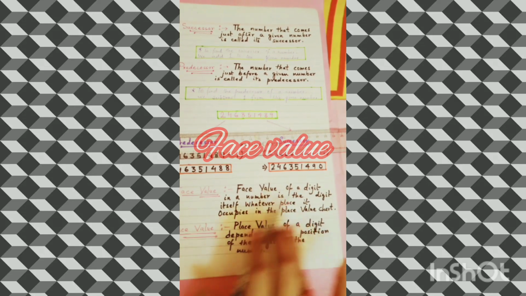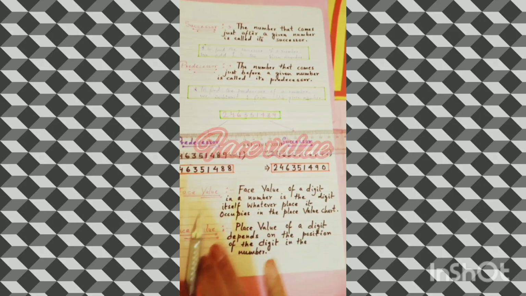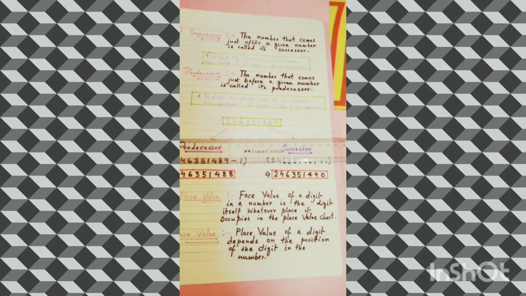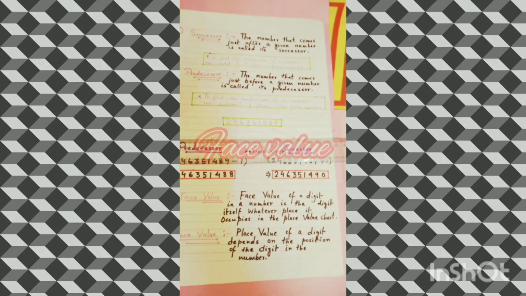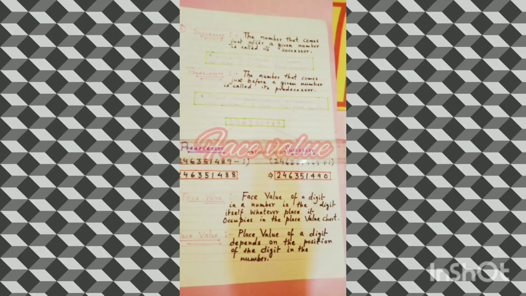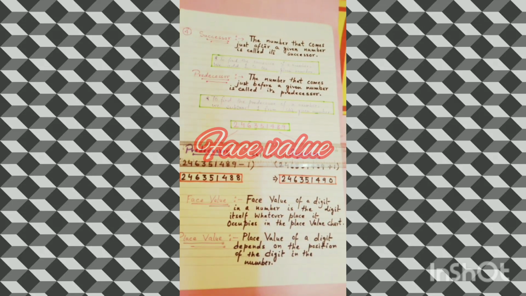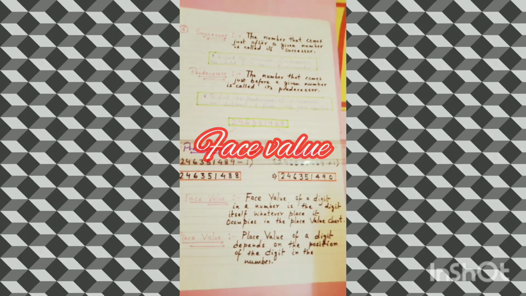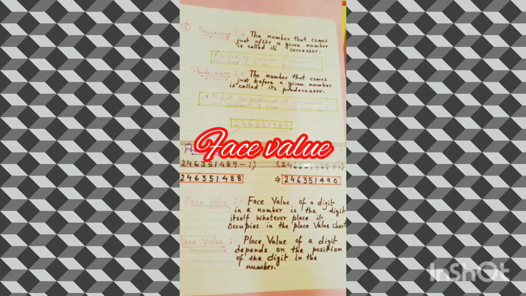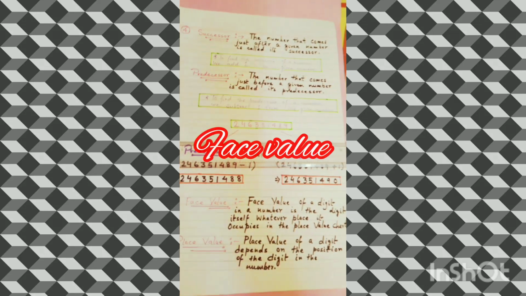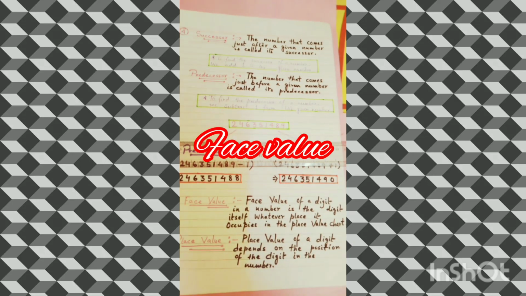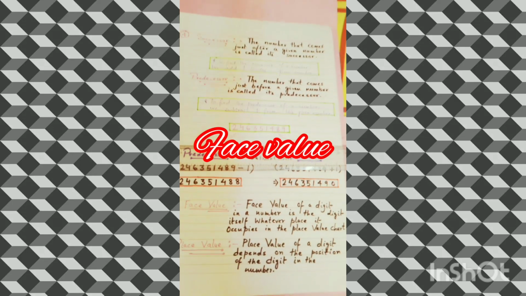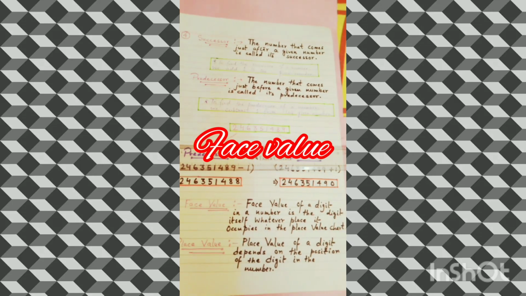Face value of a digit in a number is the digit itself, whatever the place it occupies in the place value chart. मतलब place value chart में अगर एक digit किसी भी place में हो, face value will be the number itself. मतलब अगर 5 is placed under the 1000 place value, उसका फेस वैल्यू फिर भी 5 होगा. अगर सिमिलरली 5 is placed under the ones place, then also the face value will be 5. So face value of any digit will be the number itself. सिंपल.